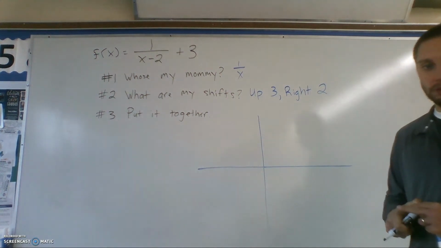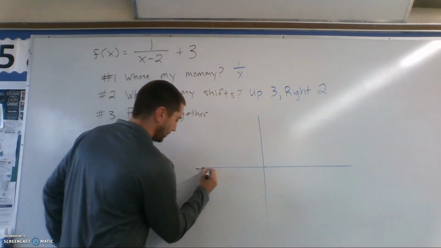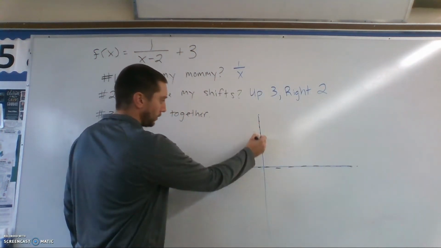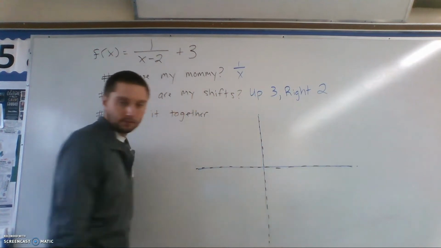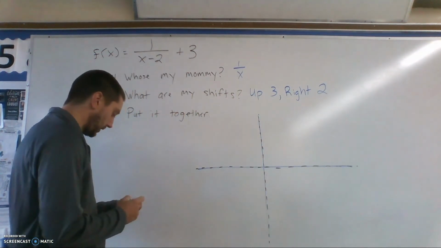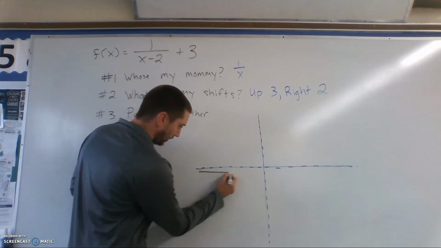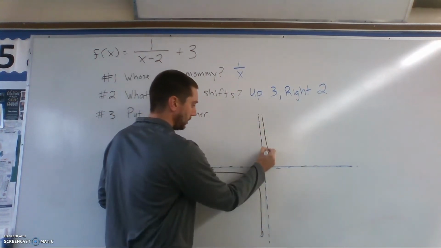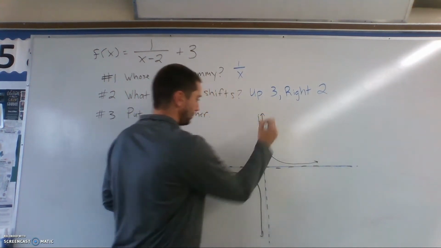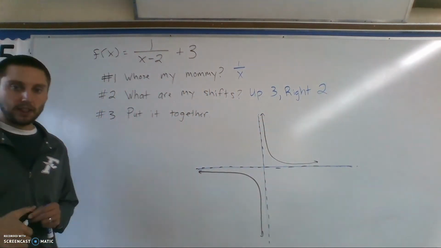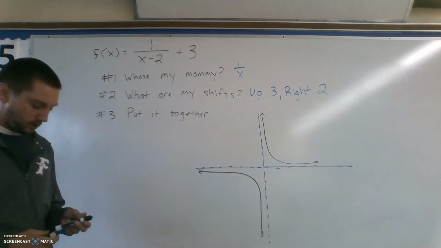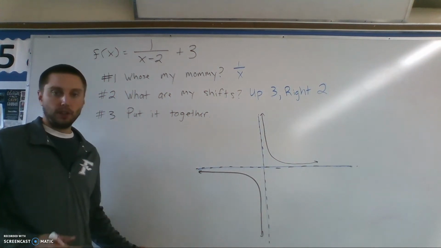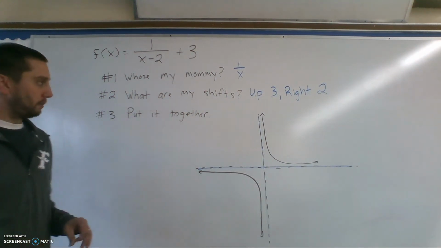So what do we know about our parent function 1 over x? Well, I know that there's a horizontal asymptote at 0. I know that there's a vertical asymptote at 0. So I know those two things. And then I know that my graph lives down here. No x-intercepts, no y-intercepts. And it lives up here. No x-intercepts, no y-intercepts. Okay, so that's my parent function 1 over x. So hopefully we know that pretty quickly now. So now all I have to do is move this graph around.